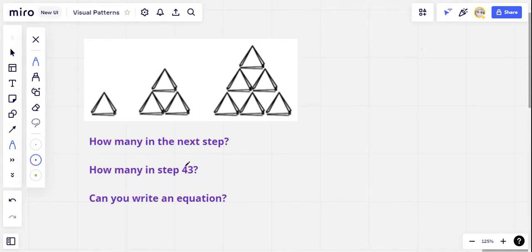Even if we can't really get it all the way, we can at least do something, right? We can figure out what's in the next step for sure. Maybe step 43 is a little much to ask, but we'll see what happens.